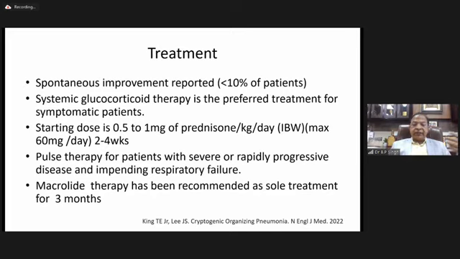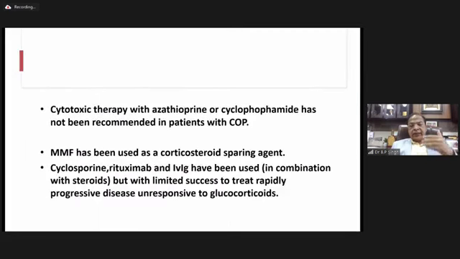Pulse therapy is used for patients with severe disease, and one very important development in the last couple of decades has been macrolide therapy in the form of clarithromycin 500 milligrams BD for 3 months, recommended as sole treatment. It has proven to be very effective, especially in those patients who are not very severely sick and do not have respiratory insufficiency.